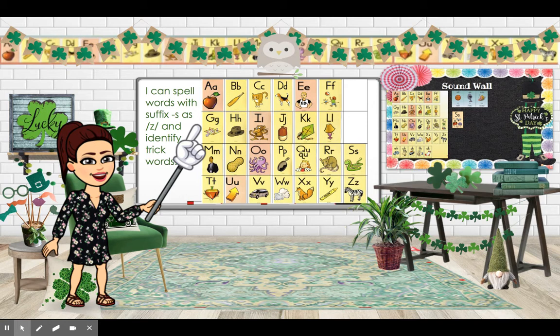R, rat, R. S, snake, S. T, top, T. U, up, U. V, van, V. W, wind, W. X, fox, X. Y, yellow, Y. Z, zebra, Z.